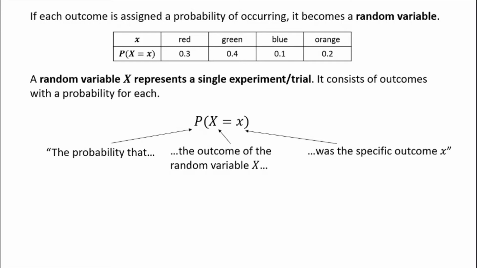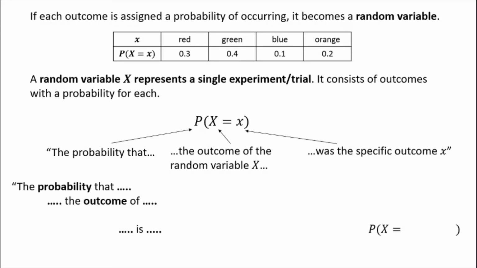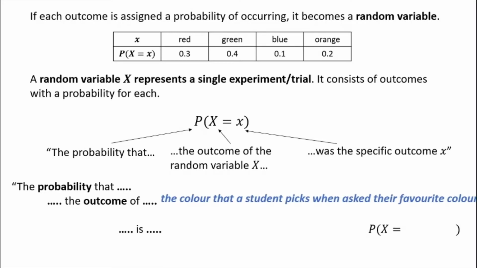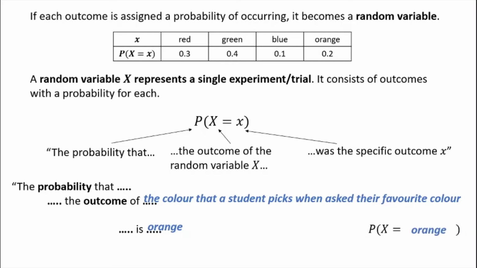In this particular case, we may well have the probability that the outcome of the spinner when spun, or when we ask a person what their favorite color is. So the probability that the outcome of us asking a person their favorite color is orange. Now that whole sentence can be summarized in this statement: the probability that X equals orange.